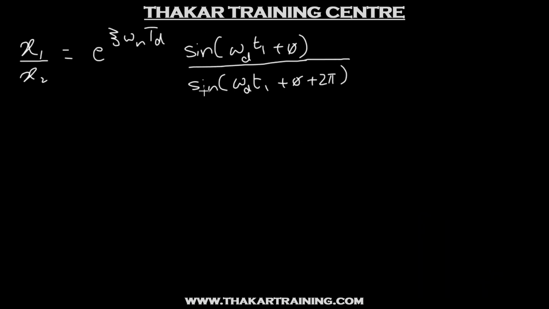Okay. So now from trigonometry, what is sine of 2 pi plus alpha? It is equal to sine alpha. So both numerator and denominator are the same. So what we end up with is e raised to zeta omega n td. Alright. This is x1 upon x2.